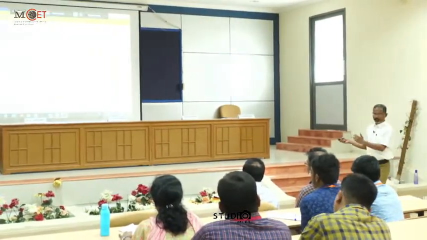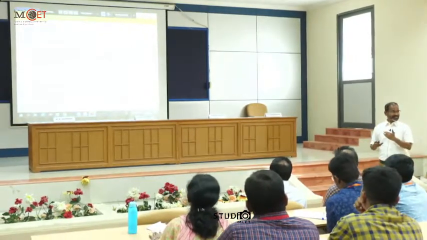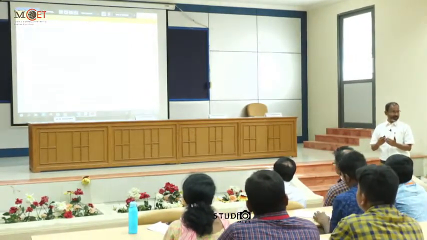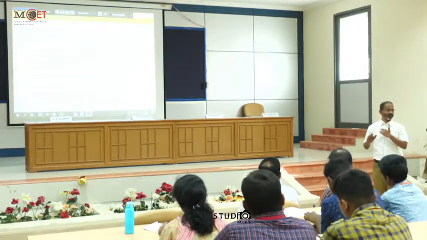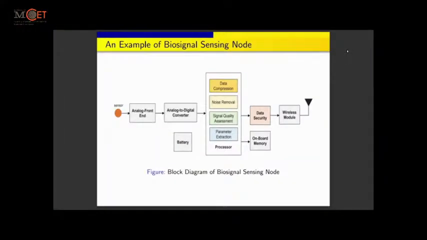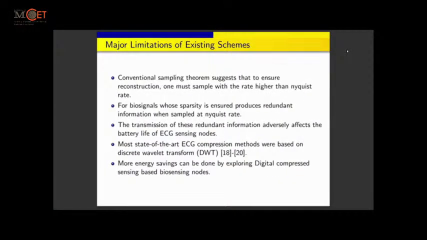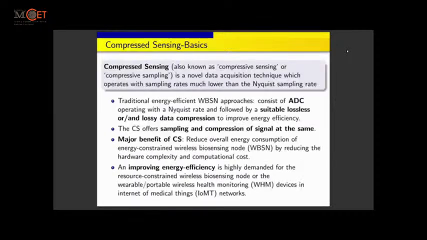So what we have seen in the previous block, we collected a signal by using an ADC. Now if I want to transmit this data to the cloud, I have to perform data compression before transmission so that I can reduce the energy consumption. That is the first, traditional method. Now, in the case of compressed sensing, you are going to get only a few measurements, that means limited data to represent the same signal. While sensing itself, you are performing a compression.